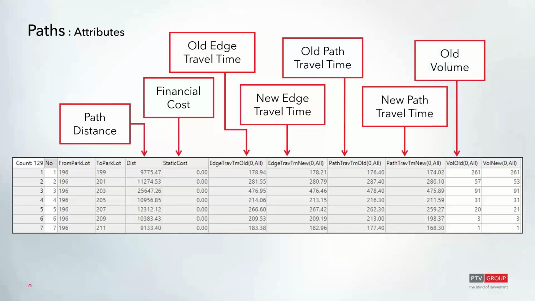And then finally, we've got a couple of attributes here for the number of vehicles. So we've got the old volume. Again, this will be the number of vehicles on the path during the last iteration.